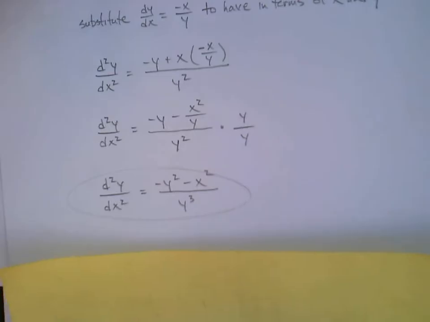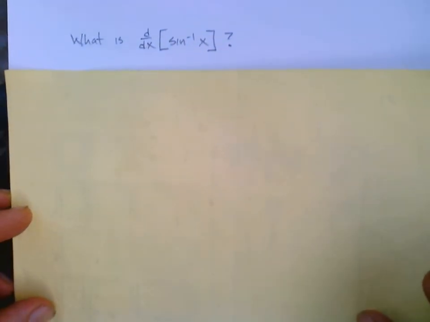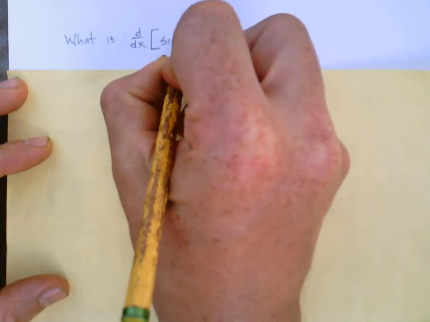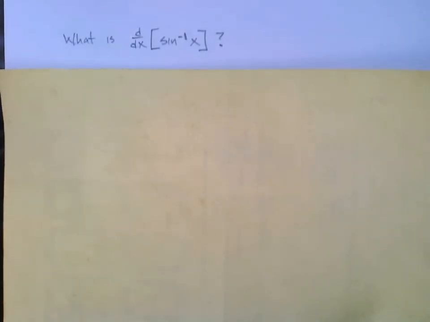While we're talking about other things that have to do with implicit differentiation, let's chat about this. Now, this just came out of the blue. What is the derivative of inverse sine of x, or you might call it arc sine of x? Wait, what? Where did this come from? The derivative of arc sine x?